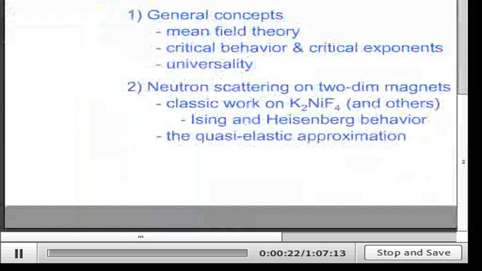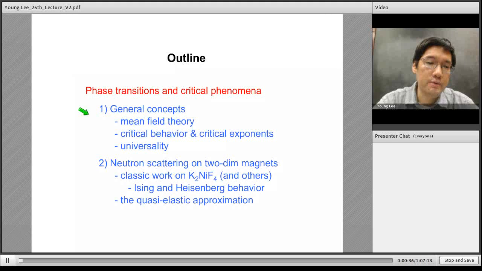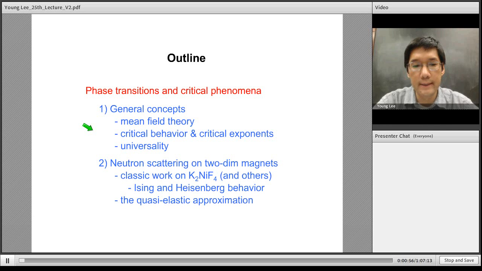And as an outline of the talk, critical phenomena goes hand in hand with phase transitions. So let me go over some general introduction to critical phenomena and phase transitions. So some of the key concepts will be mean field theory to describe the transition. I'll define some terms like order parameters, etc. And then discuss the critical behavior and some important parameters that describe these transitions, the critical exponents.